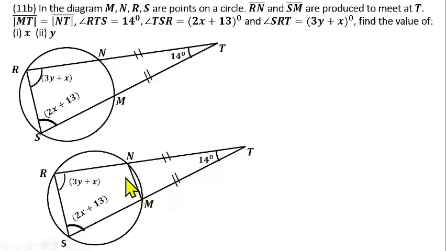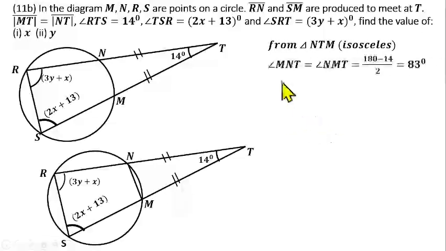So let's first deal with this isosceles triangle. We know that base angles of isosceles triangles are equal. So if this angle here is 14, angle MNT and angle NMT, the angle here and the angle here, are supposed to be equal because they are base angles of an isosceles triangle. In triangle NTM, which is isosceles because two sides are equal, angle MNT is equal to angle NMT. So you remove this 14 from 180 degrees, then divide it by 2, and that should give us 83 degrees.